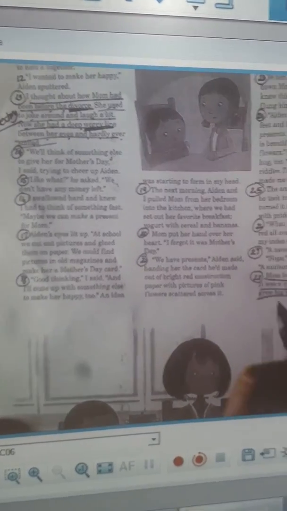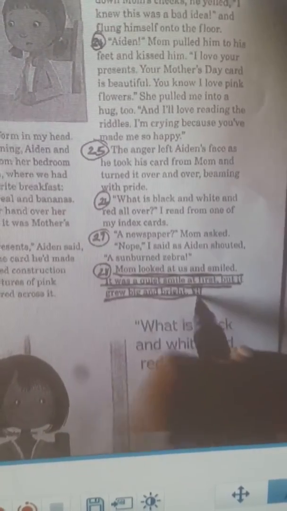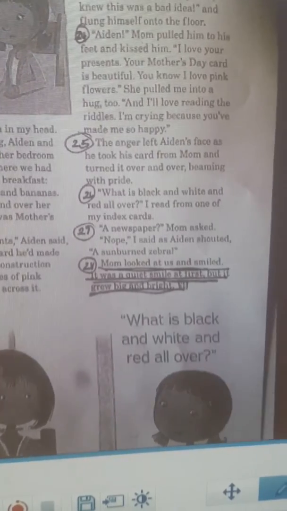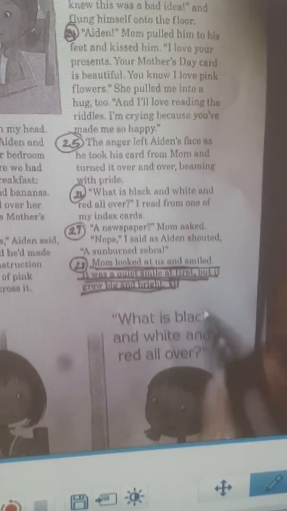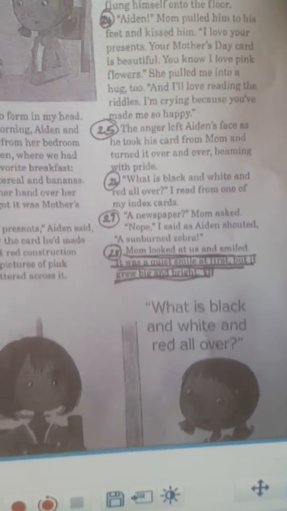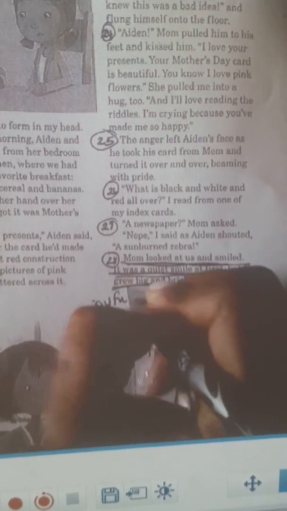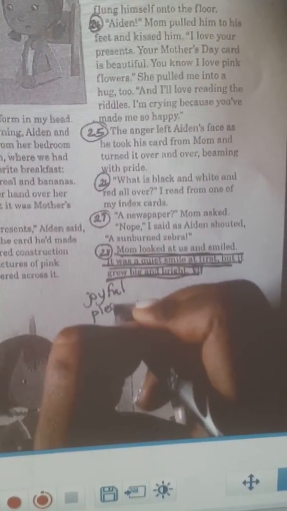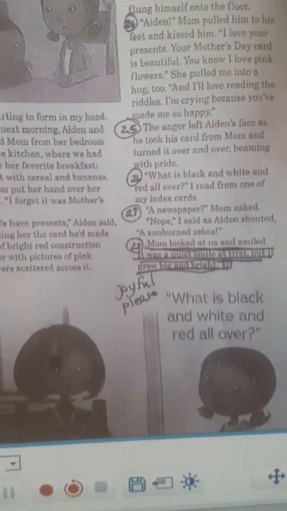Now I'm going to skip to paragraph 28 where it says, Mom looked at us and smiled. It was a quiet smile at first, but it grew big and bright. Now you're going to think about what's going on here. Well, they just gave mom the present and now mom is happy. But you don't want to use baby words like happy. So maybe mom is feeling joyful. Or mom is pleased. Because if you're pleased, then you will be smiling. Have your child take notes. This is annotating when you write on the text.